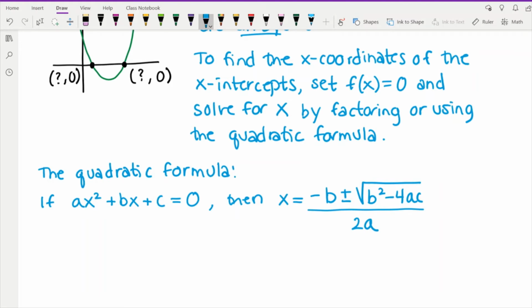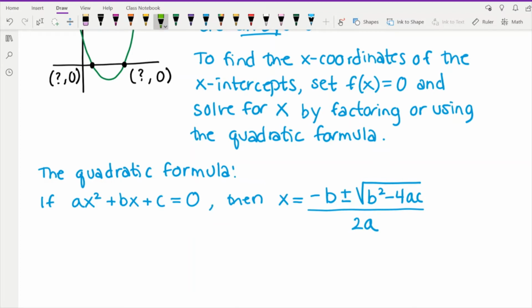But again, I really want to make sure you remember why and when you're allowed to use the quadratic formula. So you specifically use the quadratic formula when you have a quadratic equation, so an equation that looks like ax squared plus bx plus c, and it's equal to 0. You can't use it if you have an equation equal to something else. It's only when it's equal to 0.